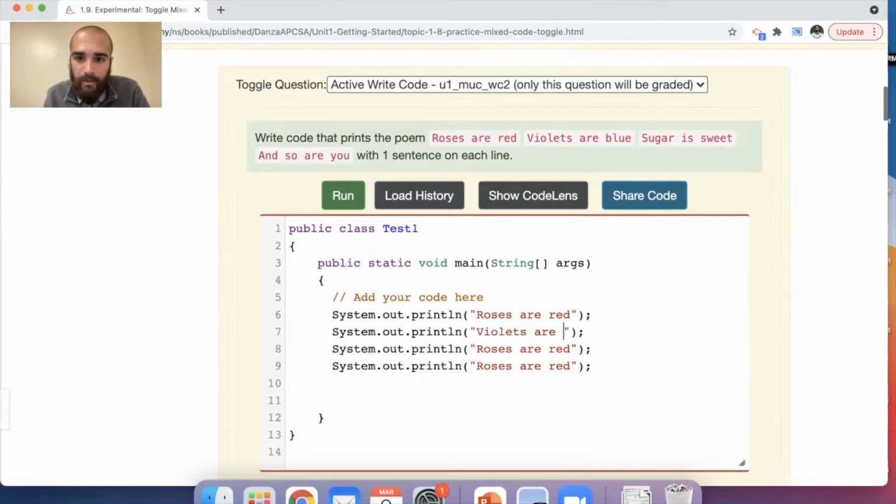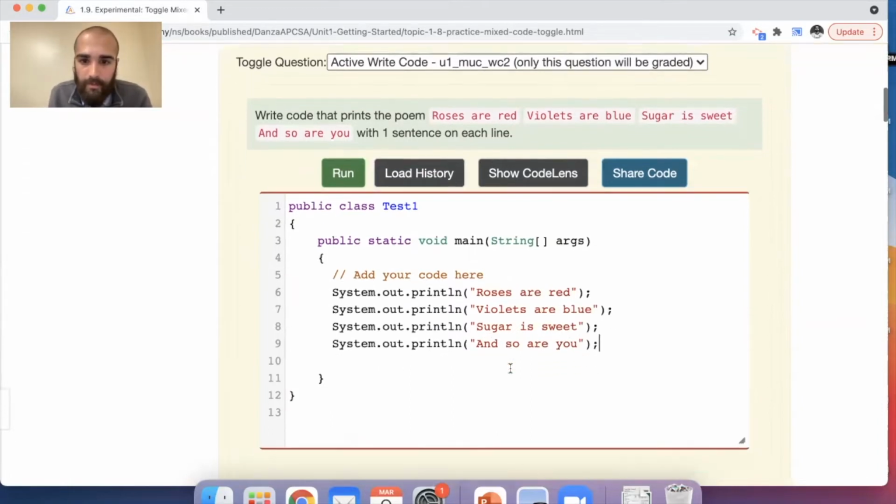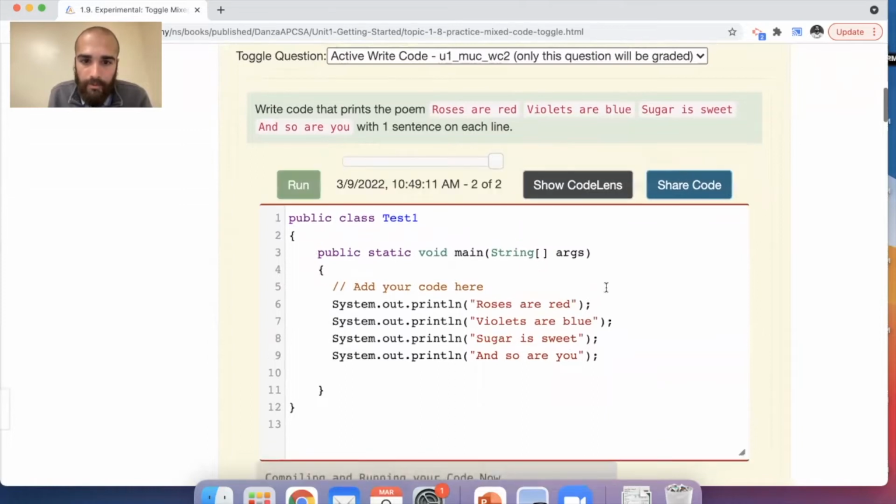violets are blue. Make sure to type it the way they want. It doesn't have a period. Sugar is sweet. And so are you. It's very nice of them. And run it.